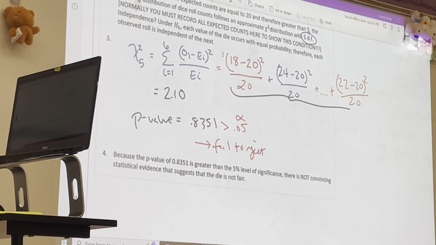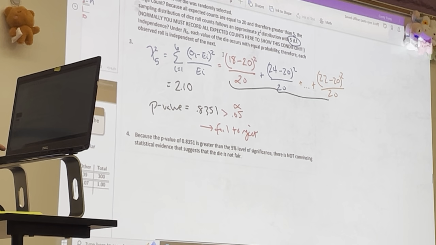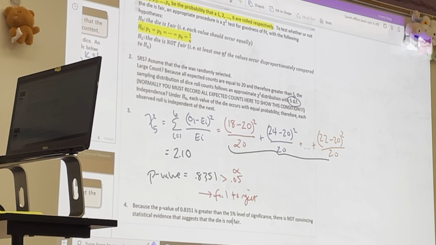So I know English double negative is not the easiest to understand, but this is how we would write. So we did not find evidence that the dice is not fair, meaning that we have evidence to say that the dice is fair. Okay, so again, confusing, I know, but that's just how it is, right? And then there's the problem right there.